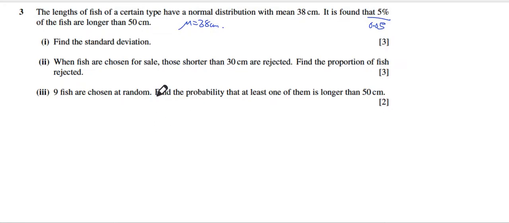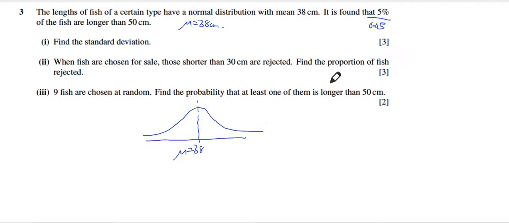Okay, to find the standard deviation, first of all, mu is 38, 5%. Let's draw the bell curve first. Questions like this are quite tricky, so you need to pay attention. One by one, list down all the information that we have. Mu is 38, so this is where our 38 is. Mu equals 38.